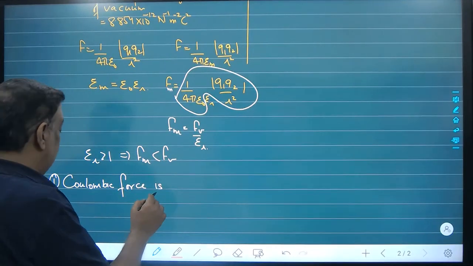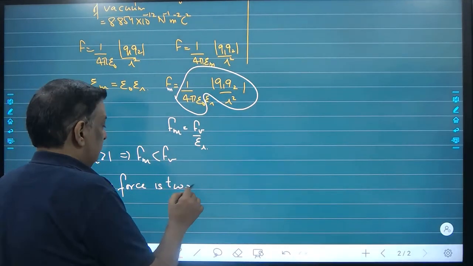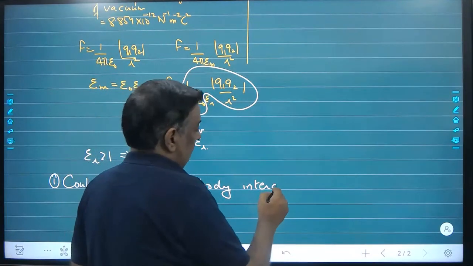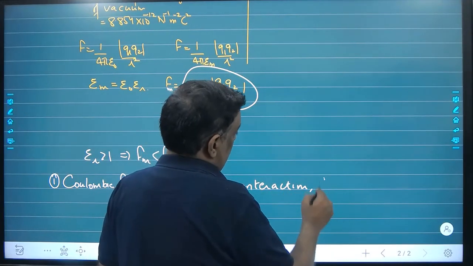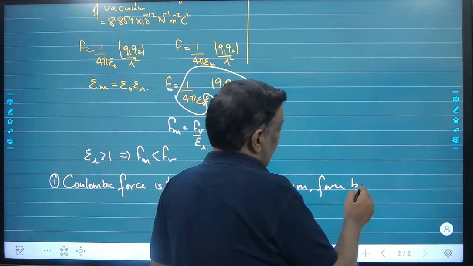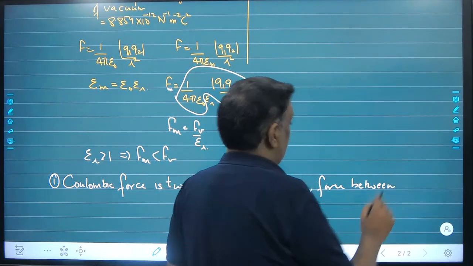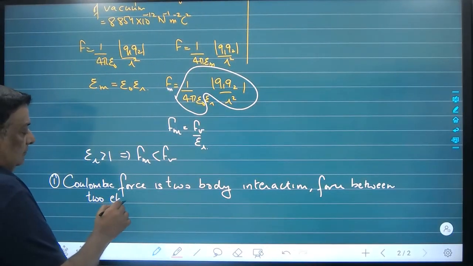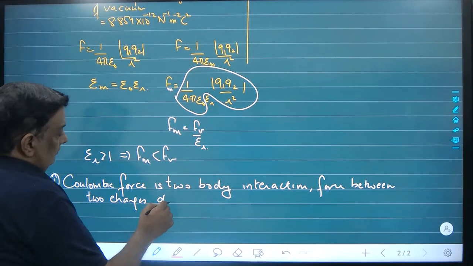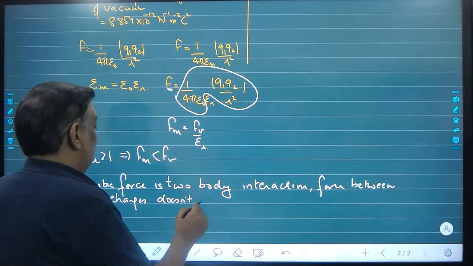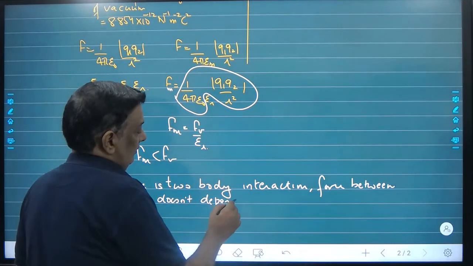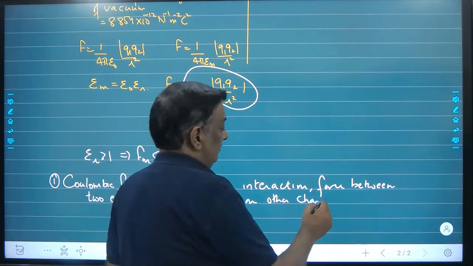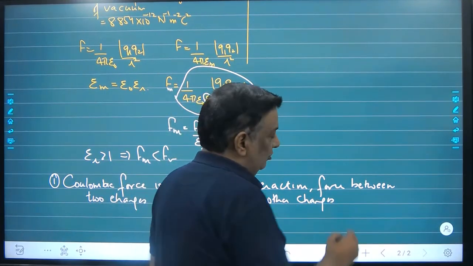Coulombic force is two-body interaction. Force between two charges does not depend on other charges around them. Other charges ke kaaran net force vary karegi.